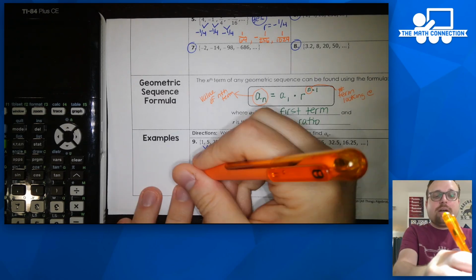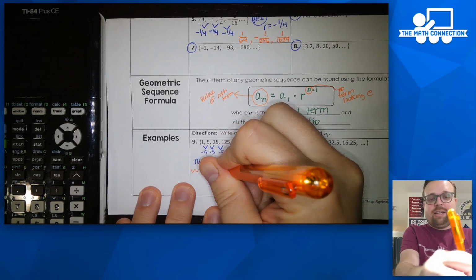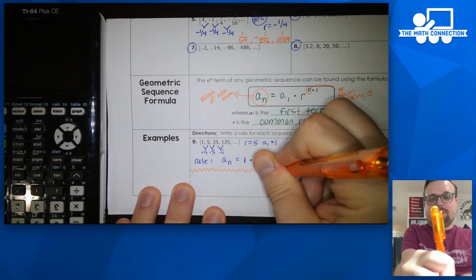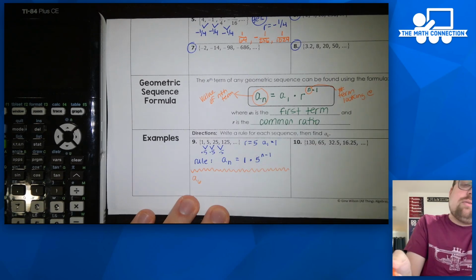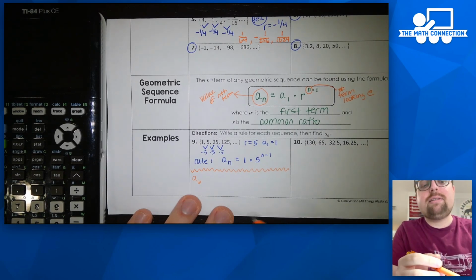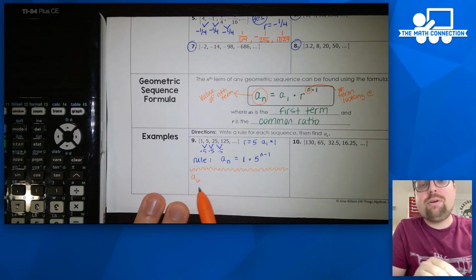I'm going to use a different color so we can go ahead and find what a sub 6 would be. So let's cross that, divide that up. So a sub 6, or the sixth term, means, now I'm solving for the value of the sixth term.